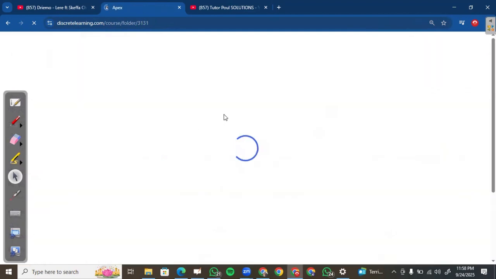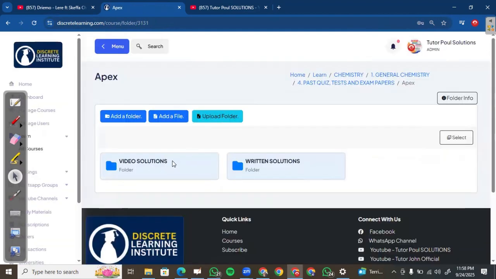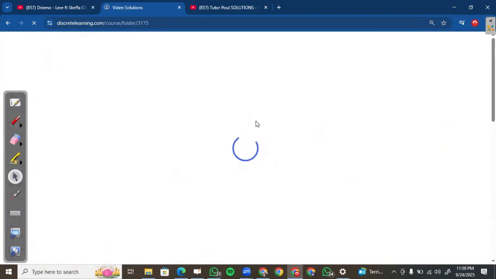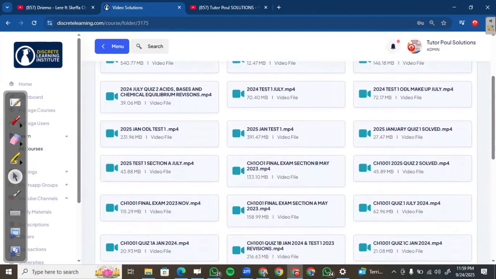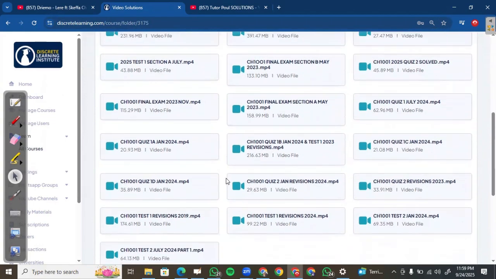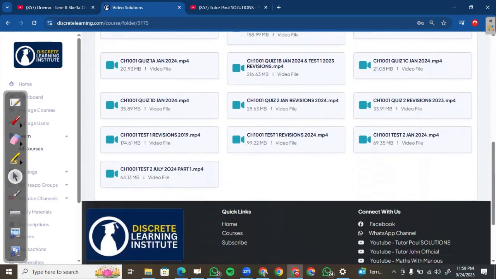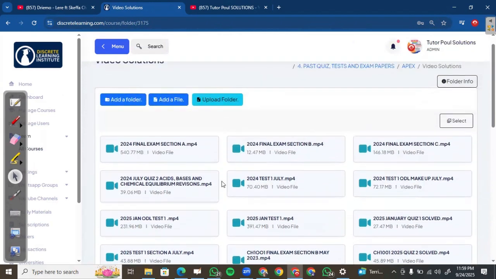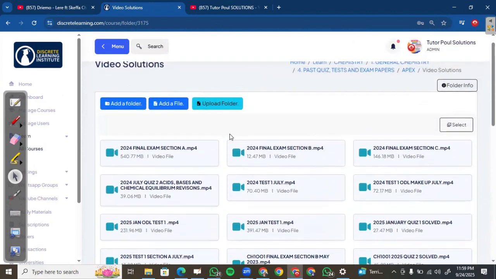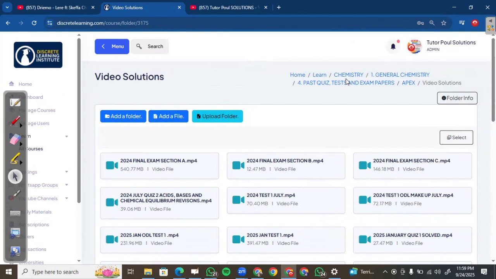When you go in the Apex folder for the past papers, we have some written solutions and videos. You'll be interested in the videos, so you go to the videos. Once you reach here, you're going to find all these past papers that have been solved. Test 1, test 2, quiz 1, quiz 2, the final exam papers, they are all here solved for you, waiting for you to watch. It's a very good platform to use, discretelearning.com, so that you can learn at your own pace, at your own time.